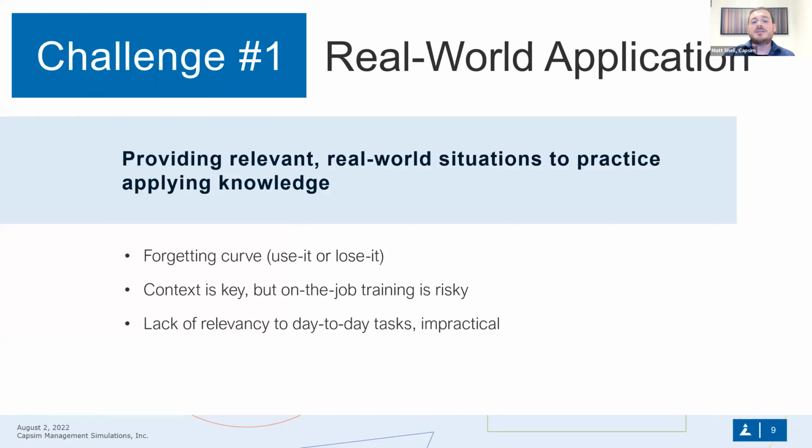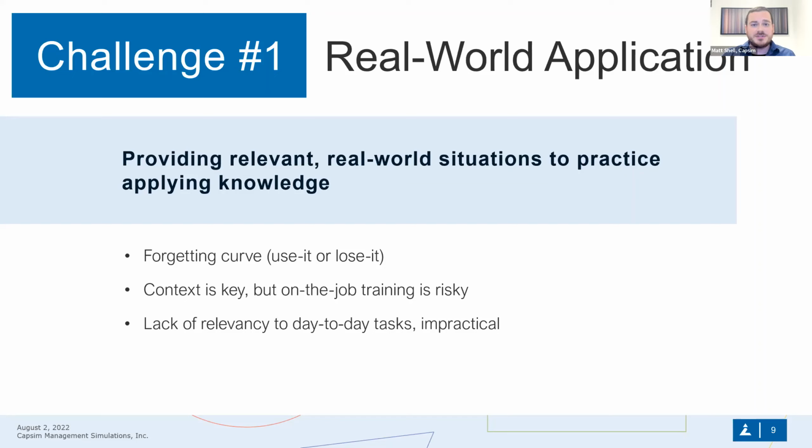And the reason behind that is that just like everything else, training is susceptible to the forgetting curve, in that if they're not actively applying it, they're not going to retain that knowledge. It's common sense, but it's critical to understand here. But it goes beyond just this use it or lose it style mentality, because context is equally key to success with training, right? Your learners need to be applying knowledge in the context of the role and the tasks that they perform on a daily basis.